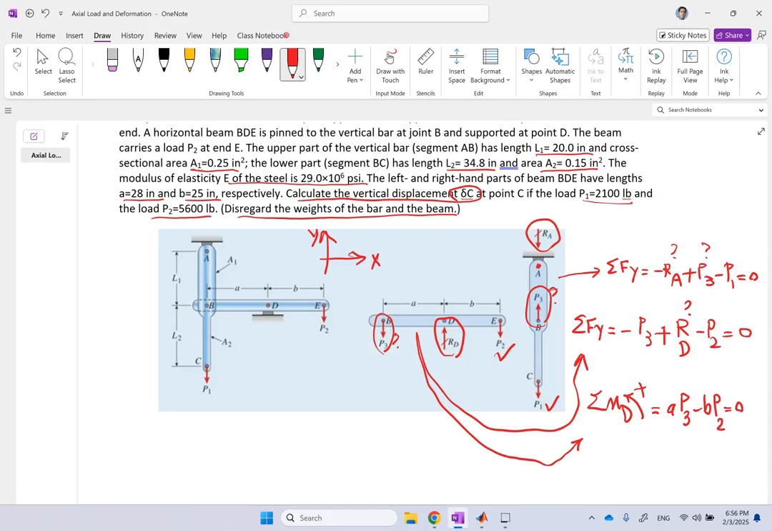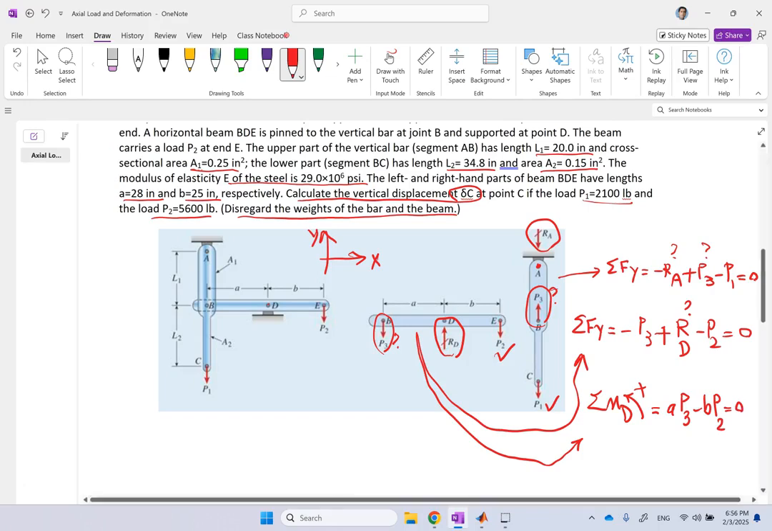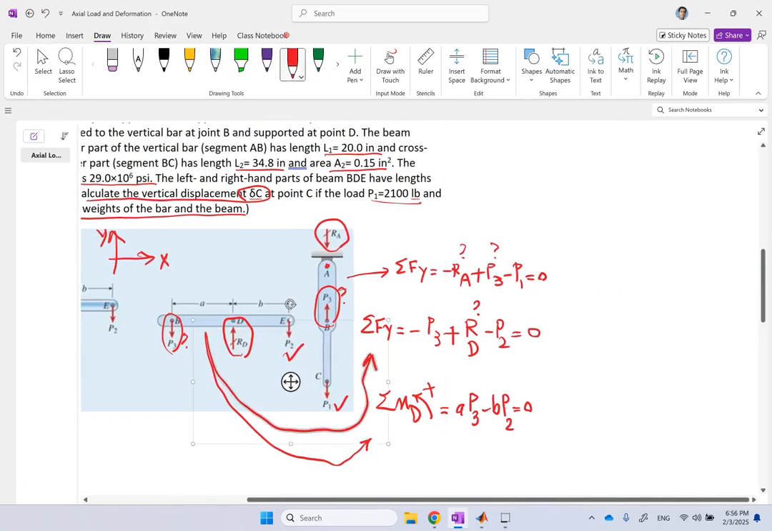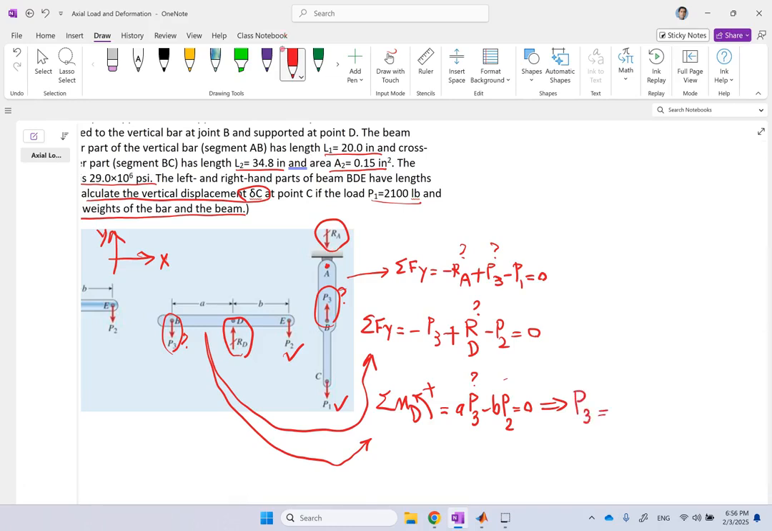This should be equal to 0, and A and B are given, 28 and 25, and P2 is 5600. Now this one is clearly one equation with one unknown, and from here you should be able to solve P3 to be 5,000 pounds. There we go, because A, B, and P2 are given.